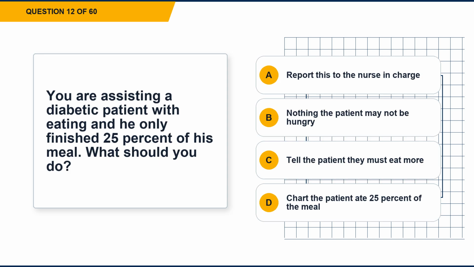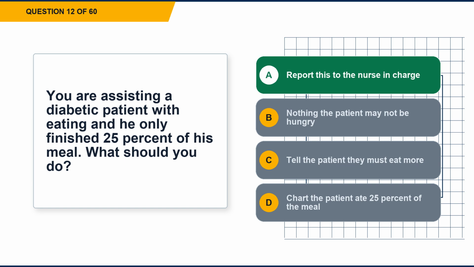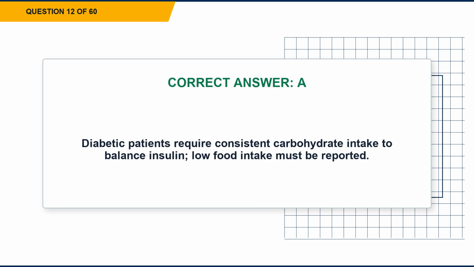Question 12. You are assisting a diabetic patient with eating and he only finished 25% of his meal. What should you do? Option A, report this to the nurse in charge. Option B, nothing, the patient may not be hungry. Option C, tell the patient they must eat more. Option D, chart the patient ate 25% of the meal. The correct answer is option A, report this to the nurse in charge. Explanation: diabetic patients require consistent carbohydrate intake to balance insulin. Low food intake must be reported.